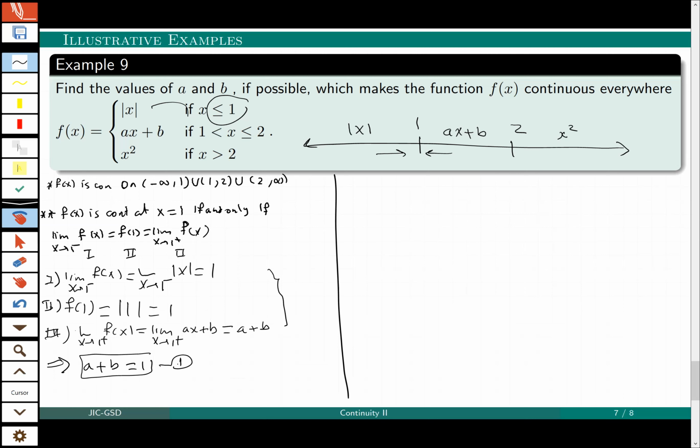Now, the third thing we need to say: f of x is continuous at x equal to 2 if and only if the limit when x goes to 2 from the left must equal f at 2, which must equal the limit when x goes to 2 from the right.